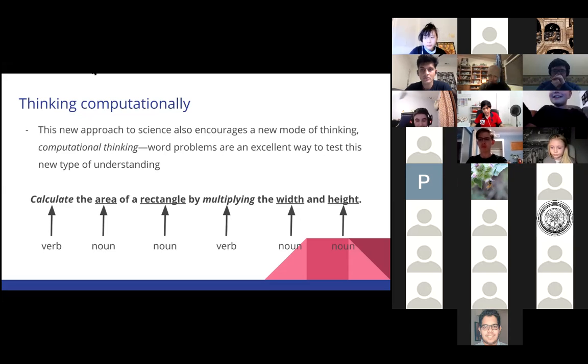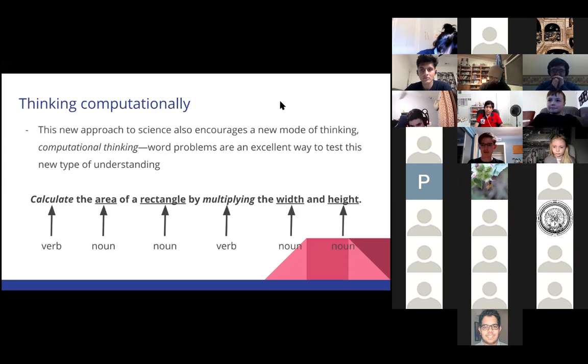Okay. So returning to the word problems. Calculate the area of a rectangle by multiplying the width and the height. In translating that into a computational program, we apply computational thinking, in that we can treat different parts of speech, verbs and nouns, as different types of keywords in a computer program.